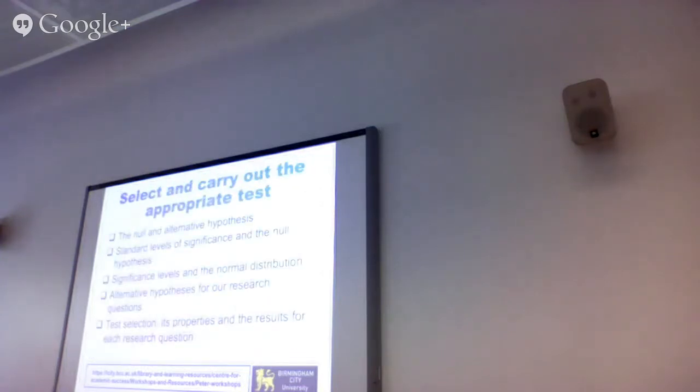Okay, so the next stage is selecting and carrying out the right test. So I'm going to talk about the things on the slide here. Null and alternative hypothesis. I think we've covered some of these already, actually. I don't think I went through quite so much detail. Anyway, I think I'm just going to jump into this now, rather than read these out, because that's just going to confuse you more.